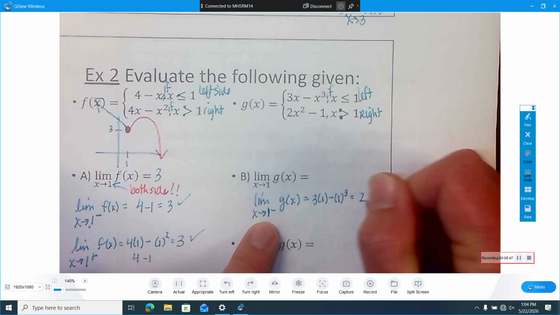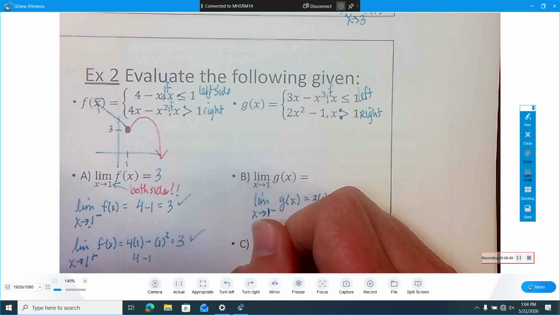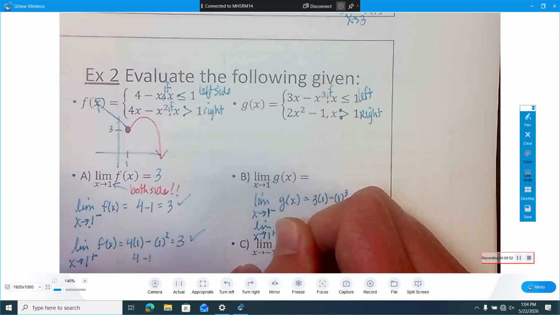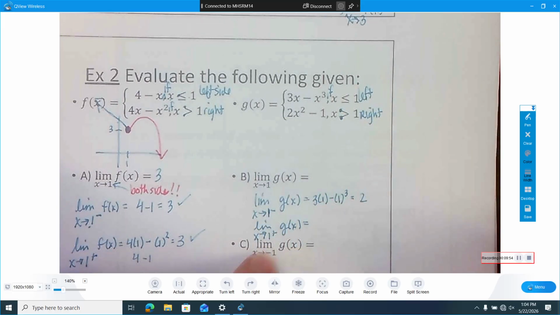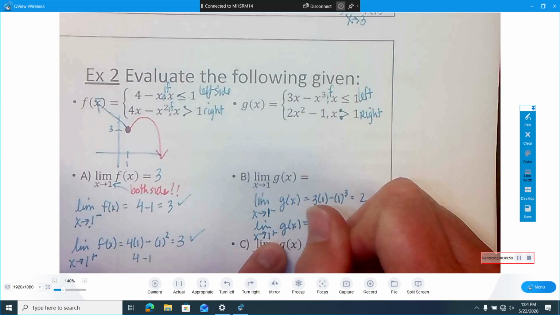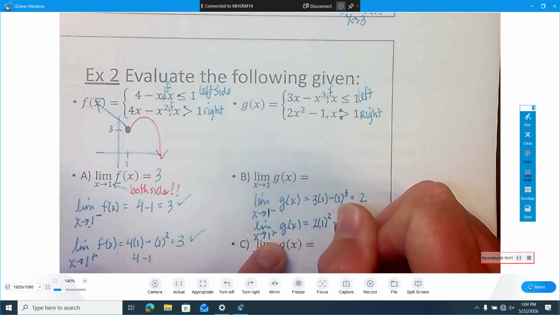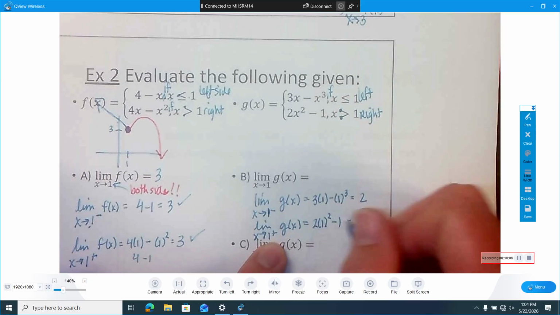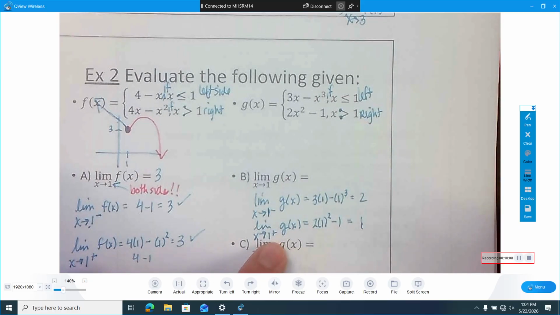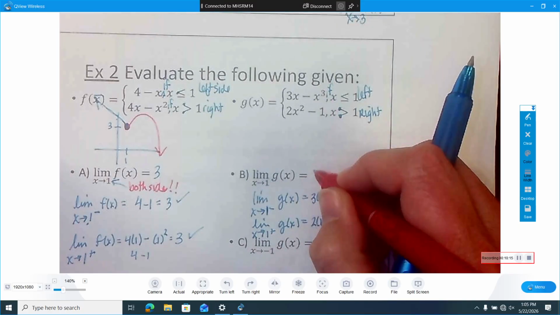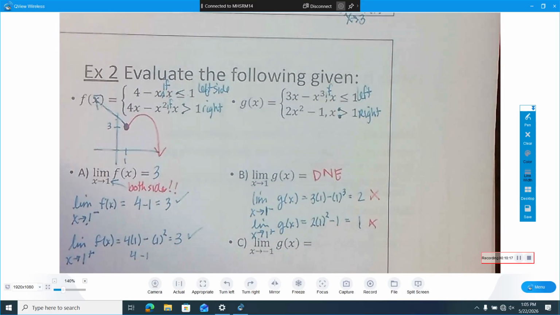3 minus 1, 2. 2, all right. And the limit as x approaches 1 from the right of g of x, which equation do I use if I'm checking from the right side? Bottom. The bottom equation, yeah. So 2, plugging in the 1, that's my x value, squared, minus 1. 2, that's 1 times 2 is 2, minus 1 is 1. Ooh. Yeah, does not exist. They do not match. They are not the same, so this does not exist, okay? So what's going on with this graph?